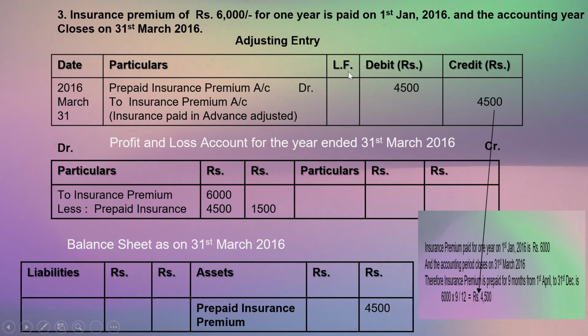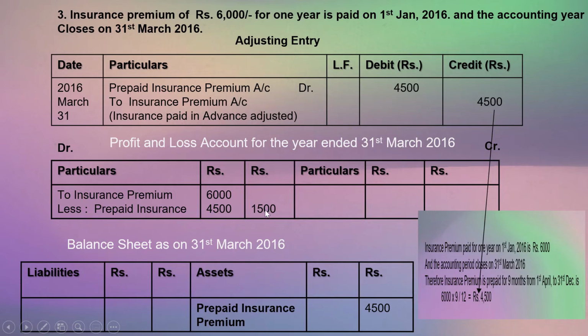Insurance premium for 1 year is paid, 6,000, on 1st January, but our accounting period closes on 31st March. So for the accounting period only 3 months are there, but 9 months we have paid in advance. So January to 31st March is the amount alone you have to consider. The remaining excess amount for 9 months belongs to the next year, so that you have to subtract and remove it.